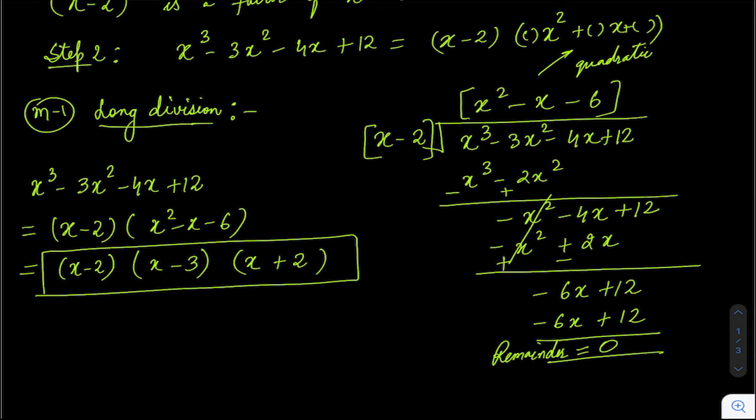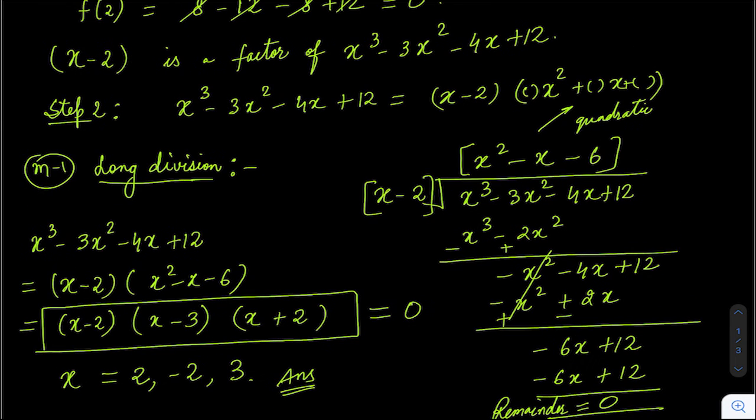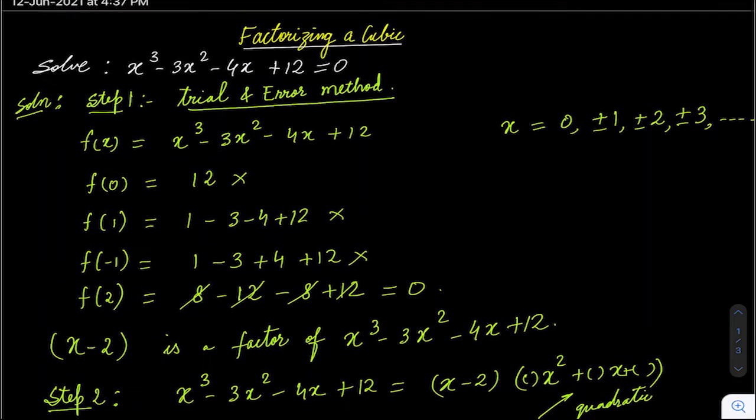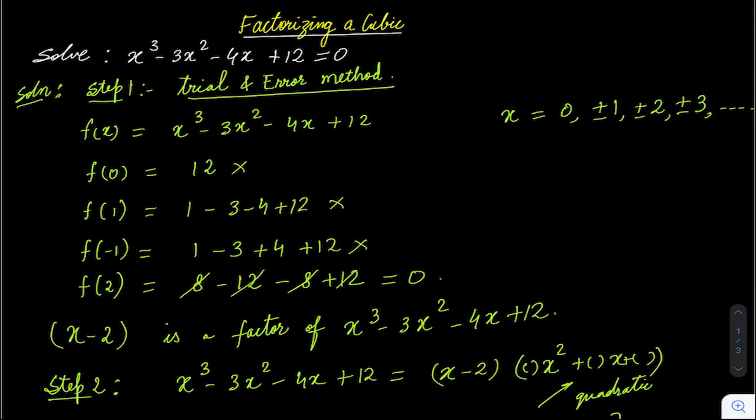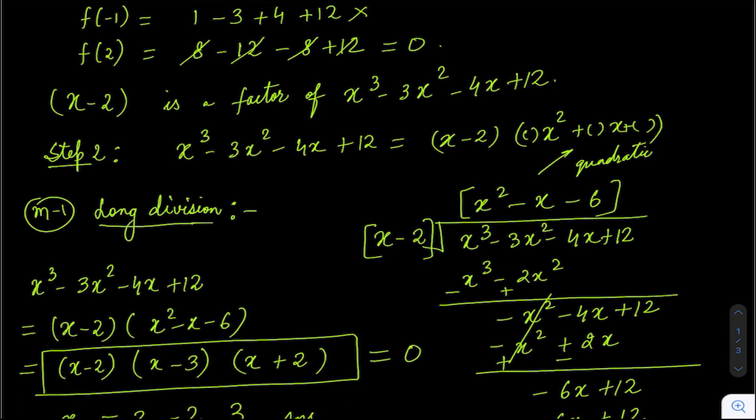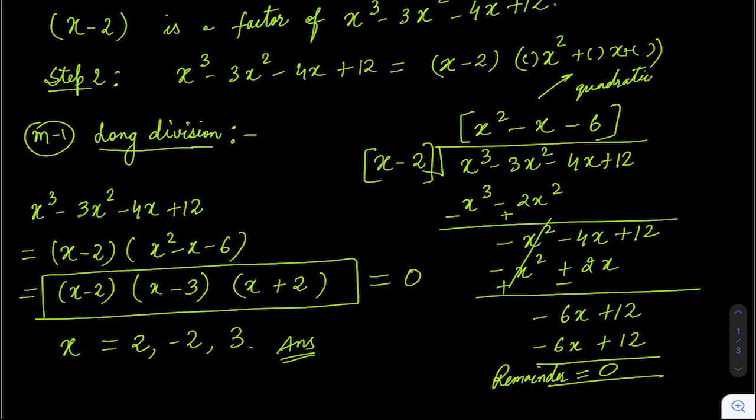So now once you get the factors, this cubic was equal to 0. So my roots are plus 2, minus 2 and 3, which is my answer. So this is what we need to do to factorize a cubic. So this is one of the methods. First we use trial and error to find a linear factor, then we divide, and then we get the quadratic, then we make factors of the quadratic.